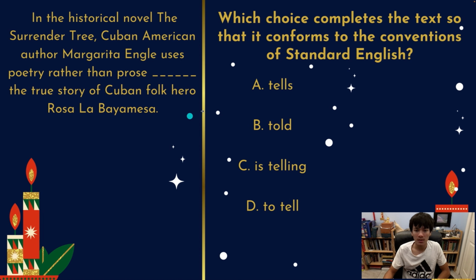So let's look here. The verb is going to be some conjugation of tell or tells. And we see here that the subject is Margarita Engel, because the verb here is going to be describing what she did. So Margarita Engel uses poetry rather than prose to tell. That's going to be our verb that's agreeing with the subject here. Margarita Engel uses poetry to tell. Margarita Engel can't use poetry to tells, because this does not work. It's not grammatically correct. Neither are the other two. So it's going to be to tell.